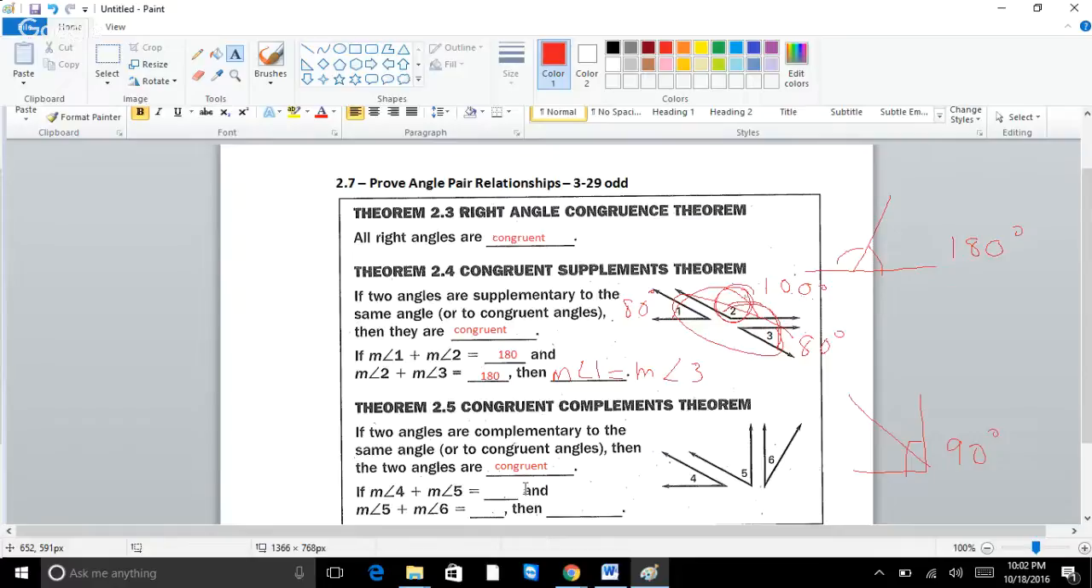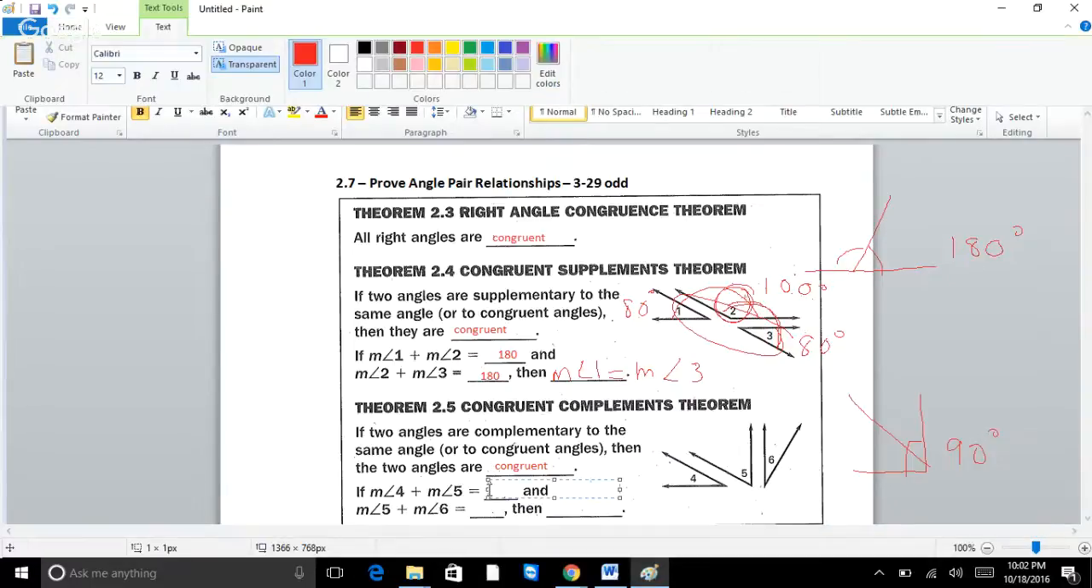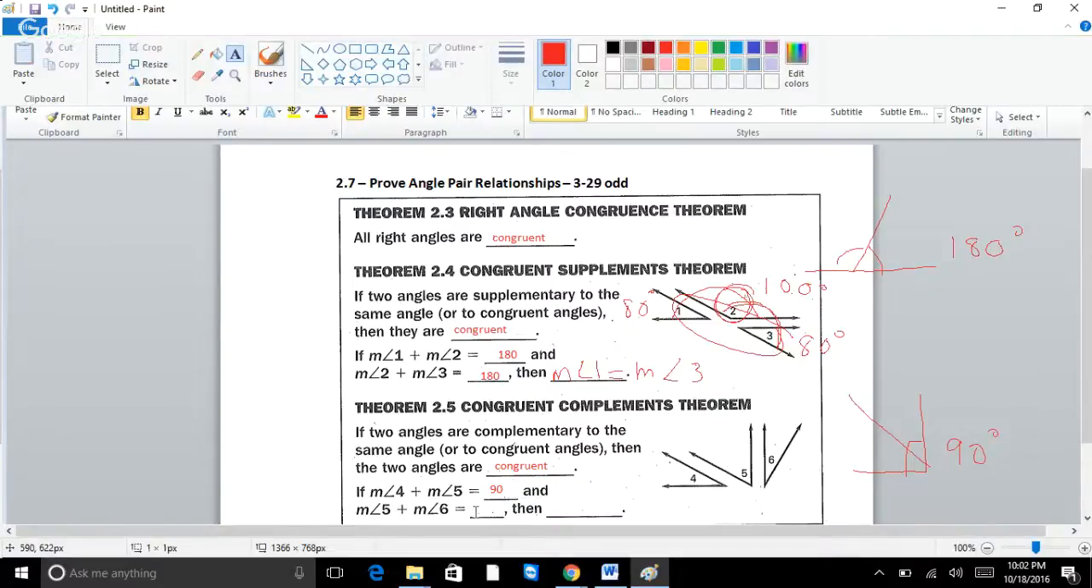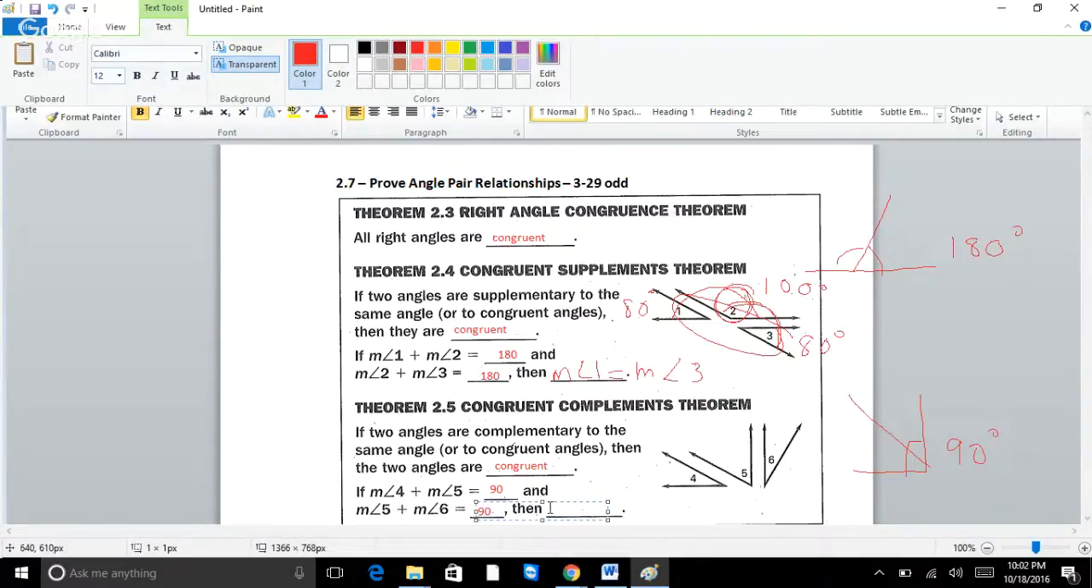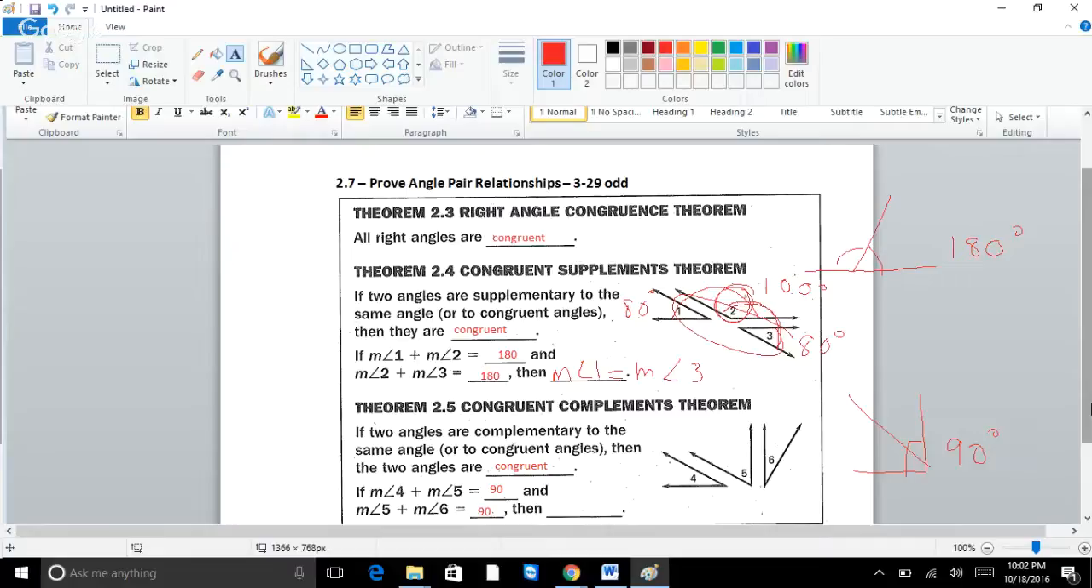Okay, so they're going to be congruent to each other, for the same reason that we had in theorem 2.4. So if the measure of angle 4 plus the measure of angle 5 equals 90 degrees, and the measure of angle 5 plus the measure of angle 6 equals 90 degrees, then the measure of angle 4 equals the measure of angle 6.